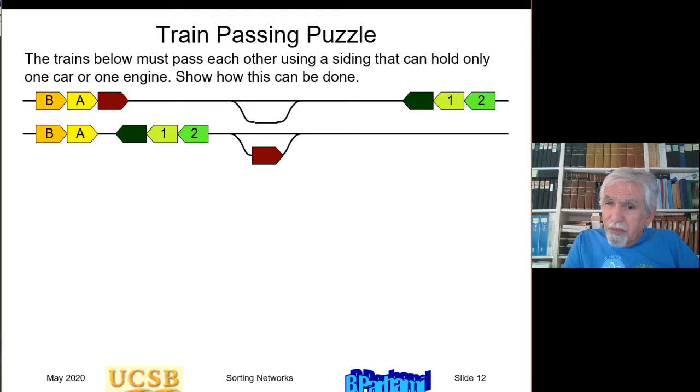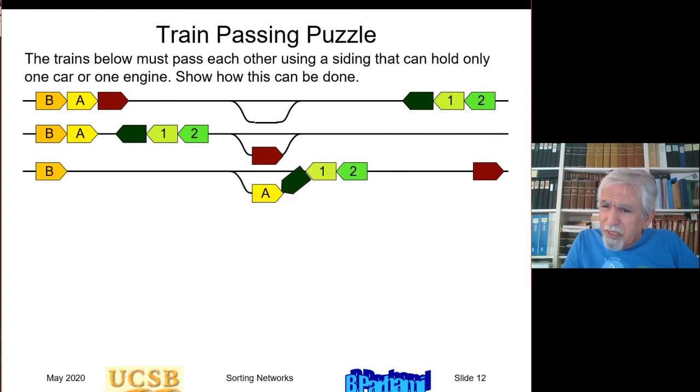Here's what we do. The brown engine detaches itself from its train, puts itself in the siding, and allows the green train to pass to the other side. Then the brown engine goes to the right, and from that point on, the brown engine doesn't do anything. It just sits there waiting for its cars to come. The green engine does all of the work. So what does it do?